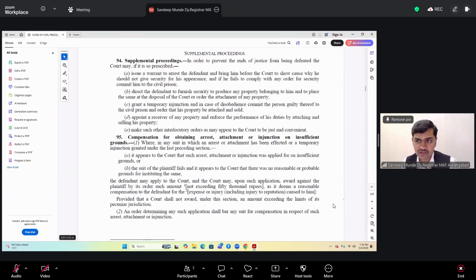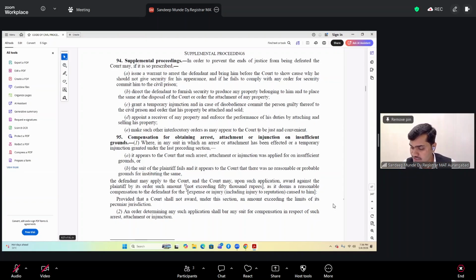Order 27 to Order 32, all the headings are like suits by or against. So these are the suits in particular cases. Order 32 deals with regard to the suits by or against minors and persons of unsound mind. There cannot be a direct suit by the minor.